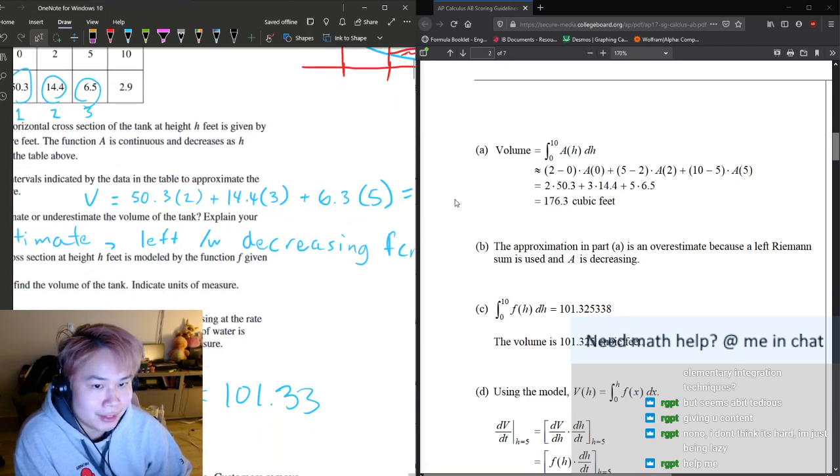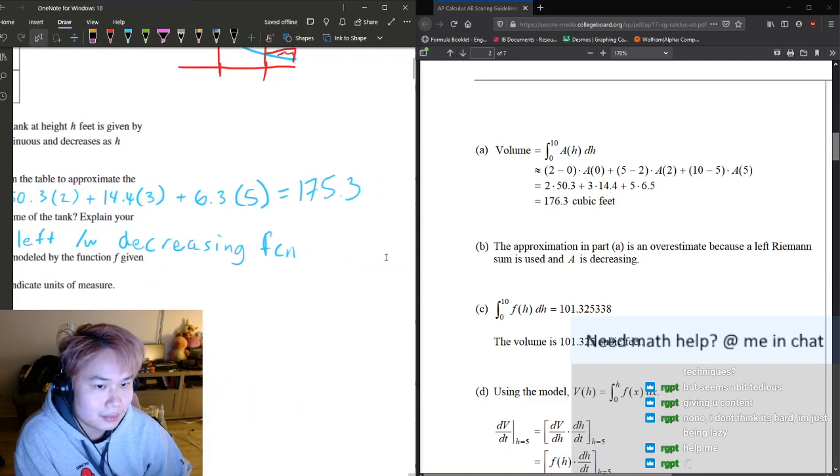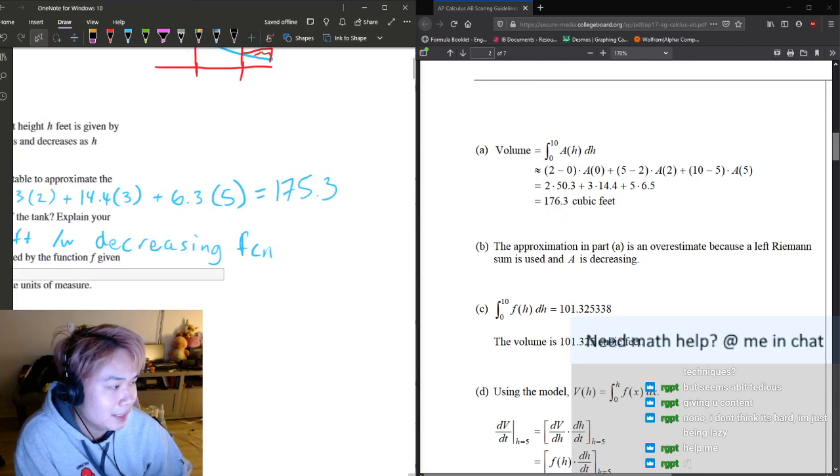Okay, let me see where I went wrong. 2 times 50, 2 times 50, 3 times 14, 3 times 14, 5 times 6.5. Oh, I have 6.3, but that shouldn't have changed things too much. Okay, this is slightly off, but the method is right.